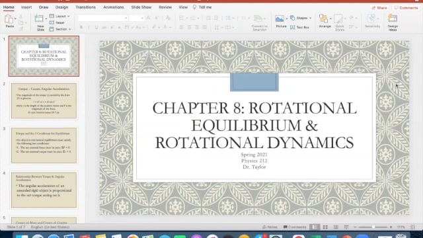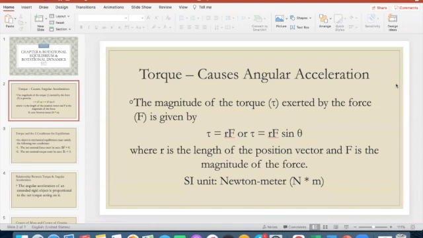All right, so chapter 8 is on rotational equilibrium and rotational dynamics. Torque causes angular acceleration. The magnitude of torque, which is represented by the Greek letter tau, is exerted by the force F. Torque is equal to the length of the position vector times the force times sine theta of the angle, if there is an angle. If there's not an angle, then it's just the length times the force. Your SI unit for torque is going to be newtons times meters.